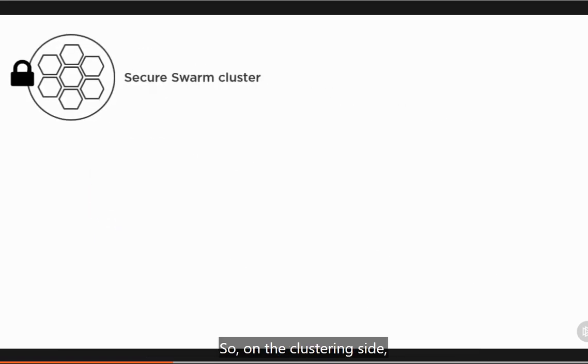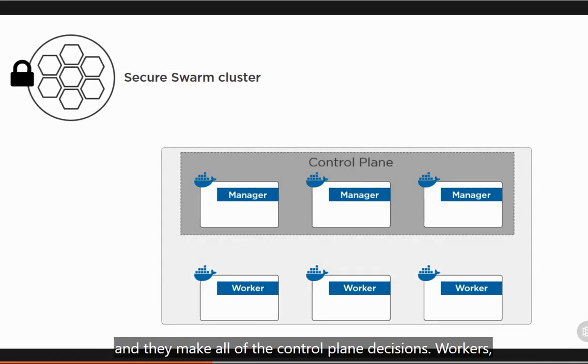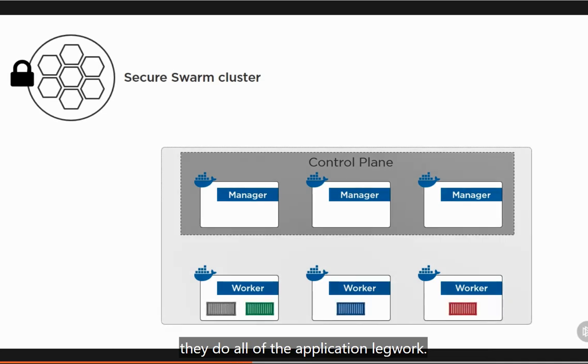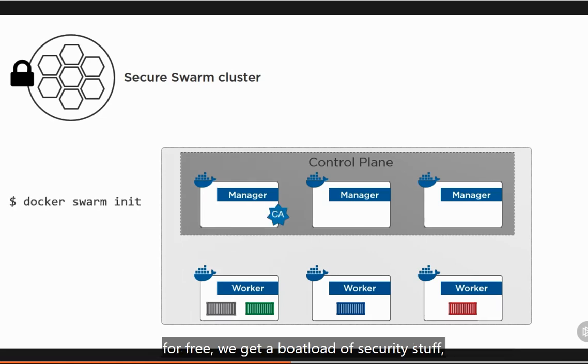So, on the clustering side, we add nodes as managers and workers. Managers are in charge of the cluster and they make all of the control plane decisions. Workers, they do all of the application legwork. Great. Well, we build a cluster with a simple docker swarm init. And thrown in for free, we get a boatload of security stuff.